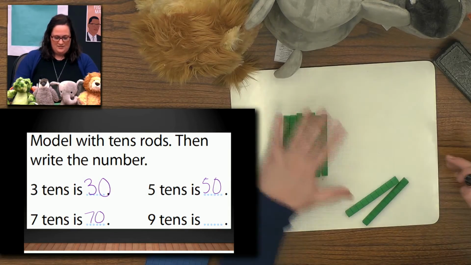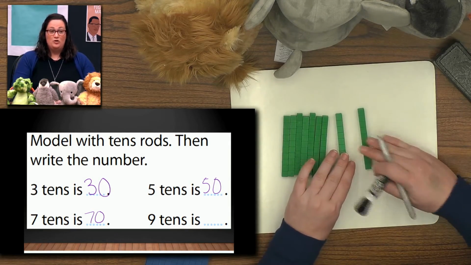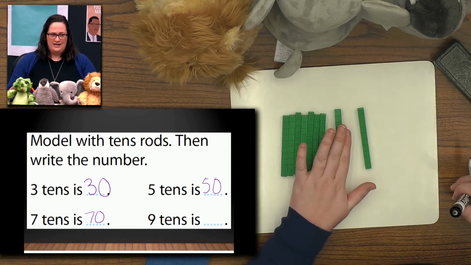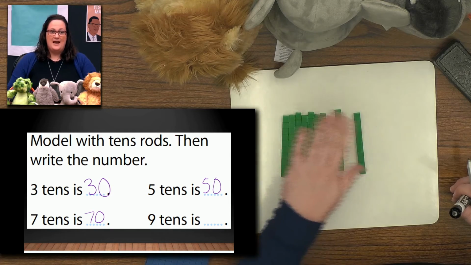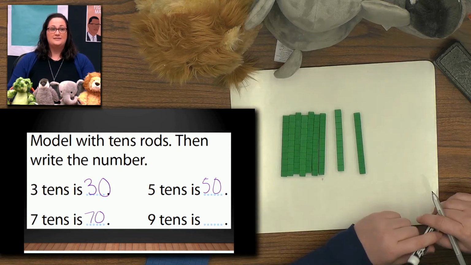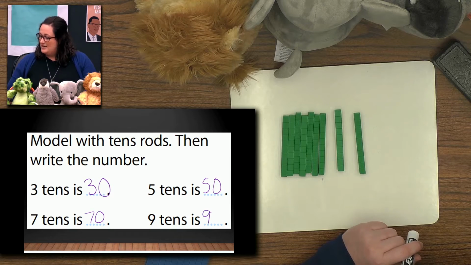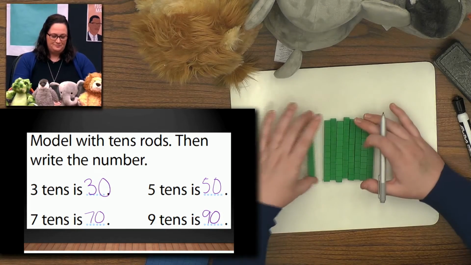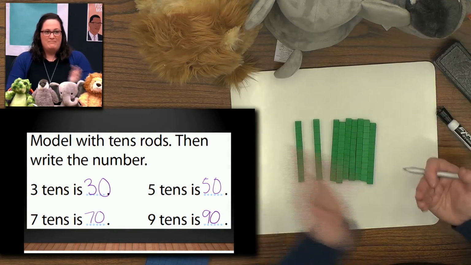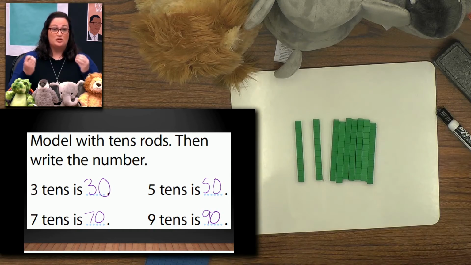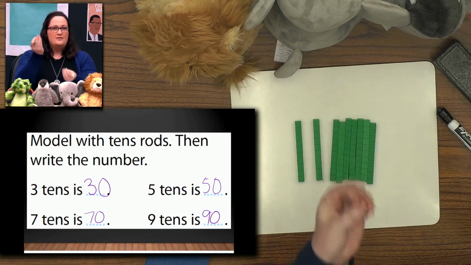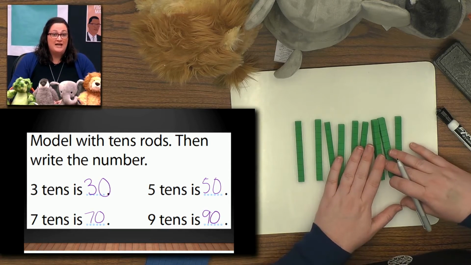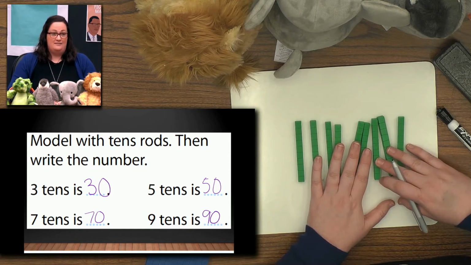So here's 70. And 2 more 10s, 7, 8, 9 10s. 70, 80, 90. 9 tens is 90. It's hard to think about our numbers as tens and then back to the number and then back to the tens. But as soon as you can get really fluid with that, the more this is going to make sense. So 9 tens, or 9 groups of 10, is 90.